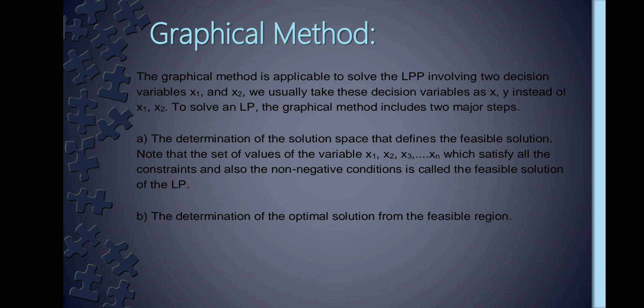To solve a linear programming problem, the graphical method includes two major steps. First, the determination of the solution space that defines the feasible solution. Note that the set of values of the variables x1, x2, up to xn which satisfy all the constraints and also the non-negativity conditions is called the feasible solution of the linear program. Next, the determination of the optimum solution from the feasible region.